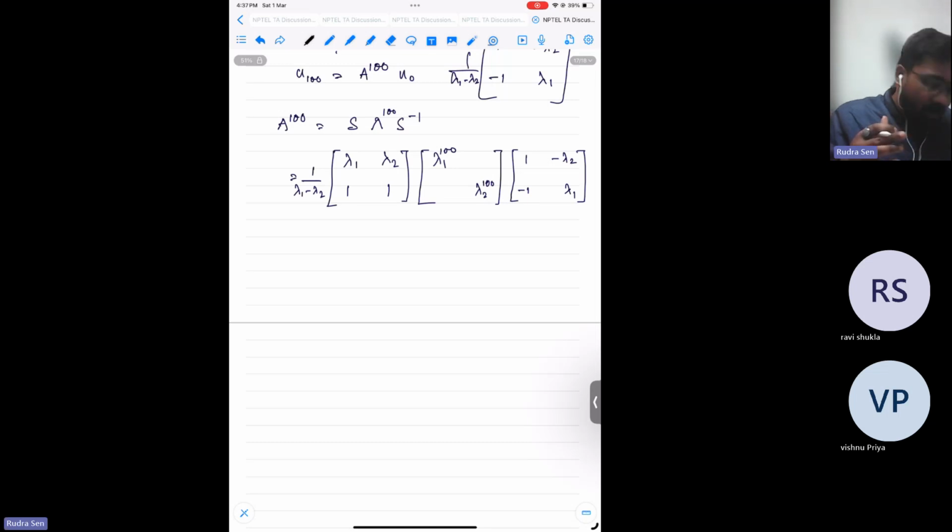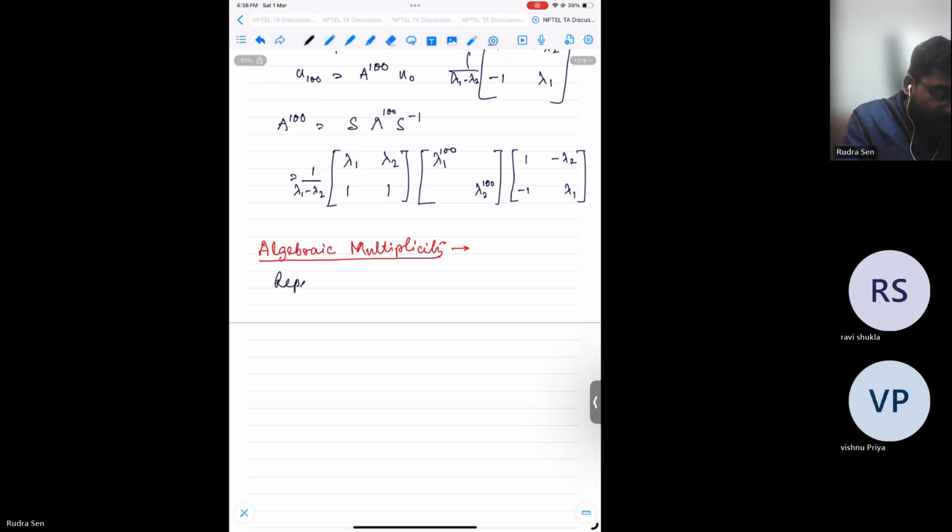Okay. So the next things that come into the picture are algebraic multiplicity and geometric multiplicity. As I have already discussed, what is algebraic multiplicity and what is geometric multiplicity, I'm again discussing this to make things clear. Algebraic multiplicity is basically simply the repetition of an eigenvalue of A. So how many repetitive eigenvalues do we get? It basically defines the algebraic multiplicity of that particular eigenvalue.